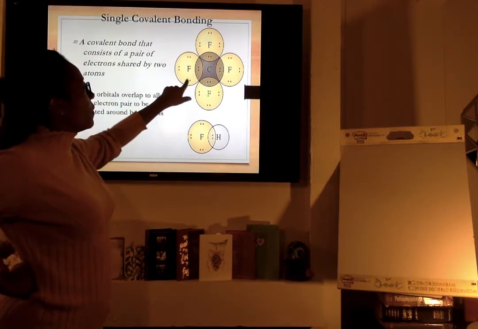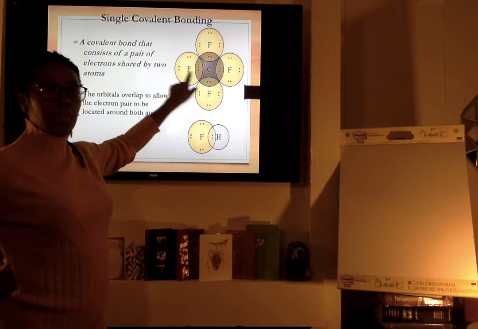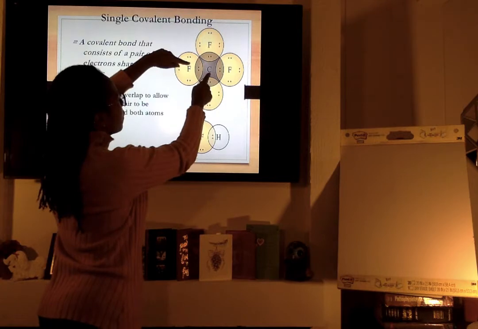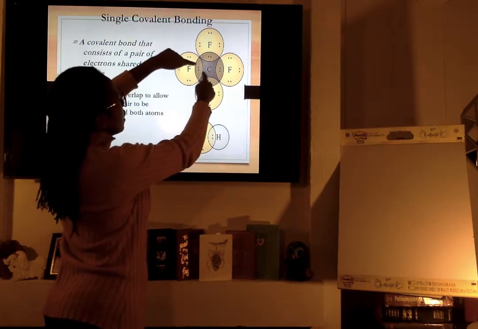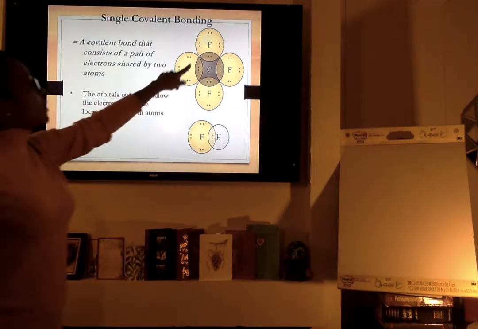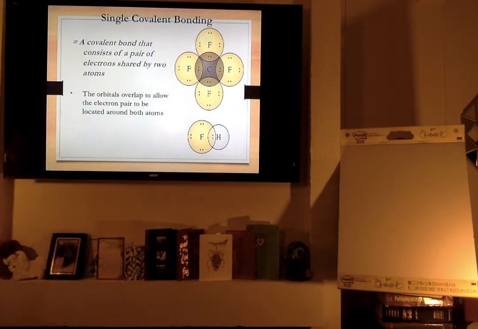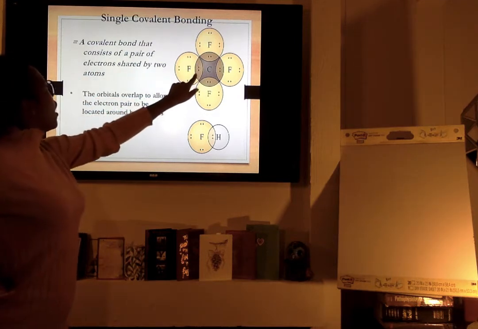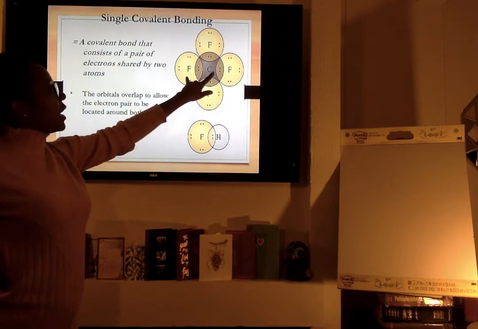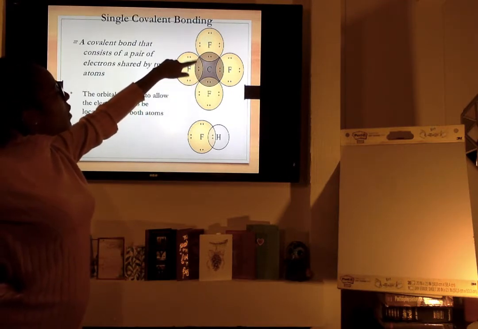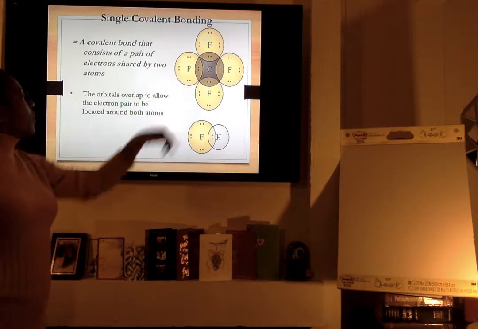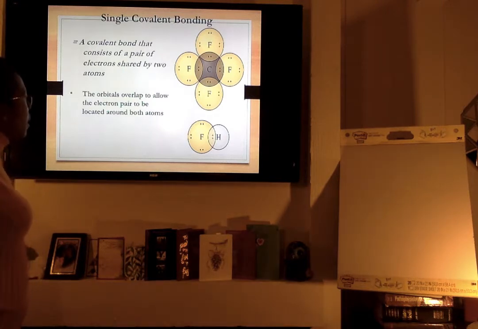In this case, it's 1 electron from the fluorine and 1 electron from the carbon. Each atom has an electron, and they come together and form this one bond. So that's considered a single covalent bond: a bond that consists of a pair of electrons shared by two different atoms. The atoms are fluorine and carbon, and each one is sharing one electron. The orbitals overlap, as you can see, to allow the electron pair to be located around both atoms.